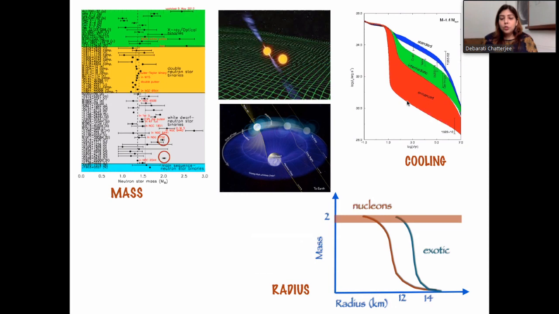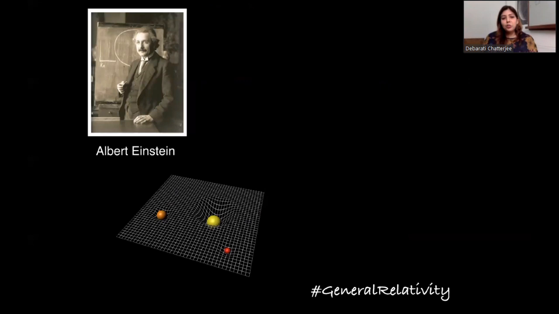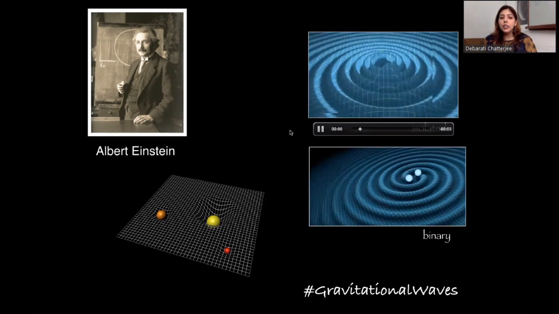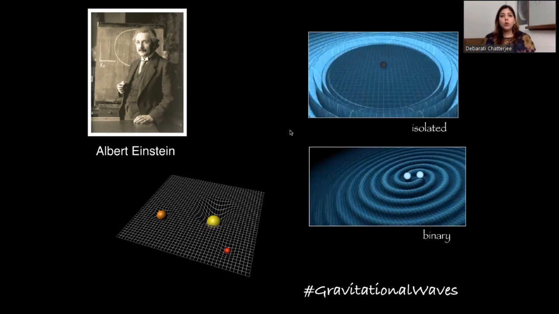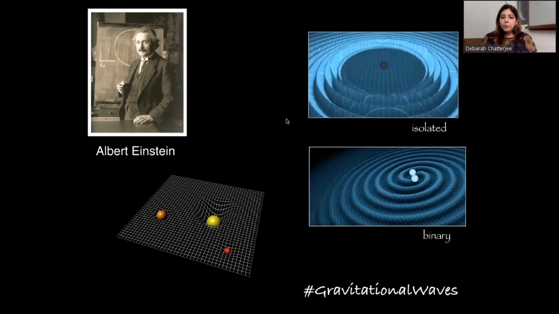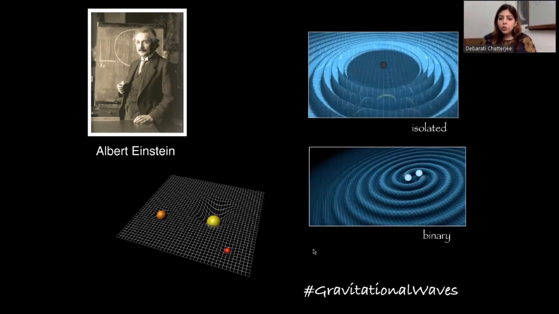One opportunity was given to us by Einstein, who proposed the general theory of relativity in 1915, which said that gravity is not just a force, but a curvature of space-time due to the presence of mass. And one of the very interesting predictions of this theory is that if there are any perturbations in the fabric of space-time, which could be due to some oscillations in the object or by mergers of these objects, this would generate gravitational waves. It could be either objects in isolated systems or in binary systems.